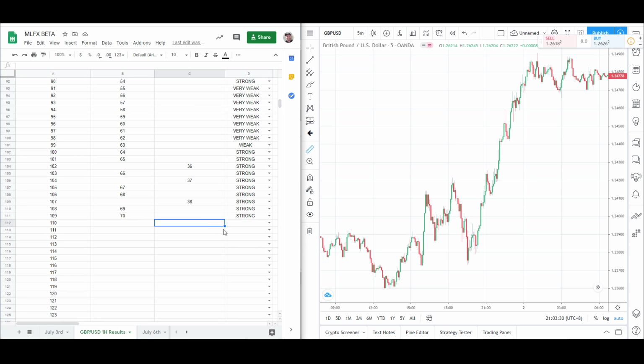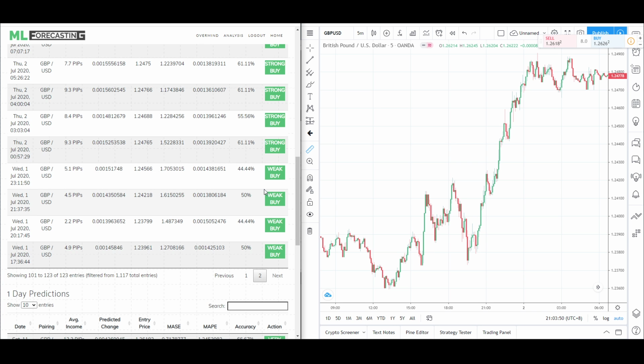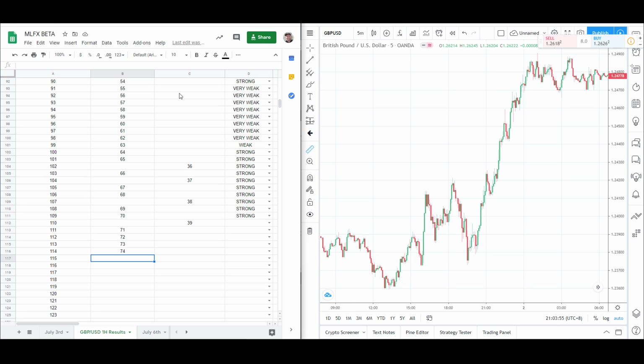But that 1 loss. So 39, and then 71, 72, 74. So that's what we finish on: 74 wins and 39 losses. And they were, what was that, strong, and then 4 weeks. No, that was the strong one. Weak.